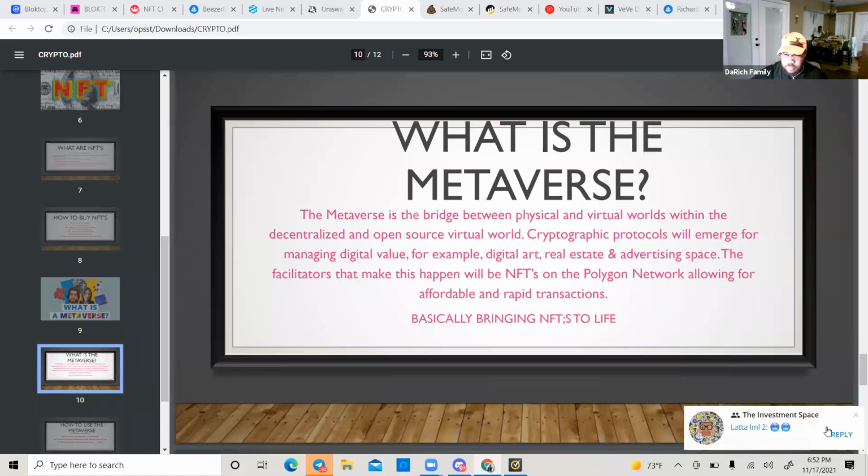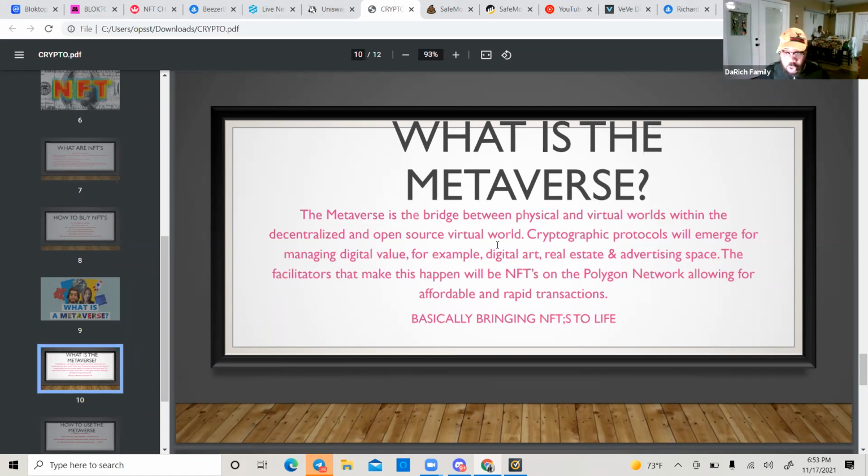The metaverse is a bridge between the physical world and the virtual world within a decentralized and open source virtual world. VR, in other words. Cryptographic protocols will emerge for managing digital value. For example, digital art, NFTs, real estate. You know, people are selling digital land, right?